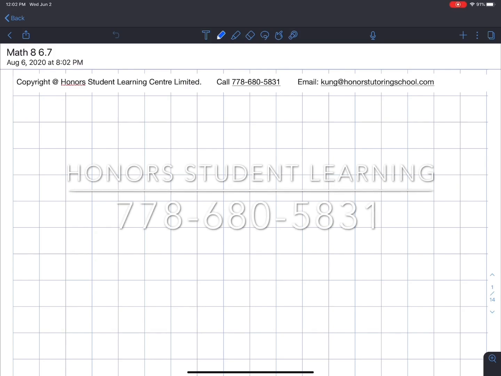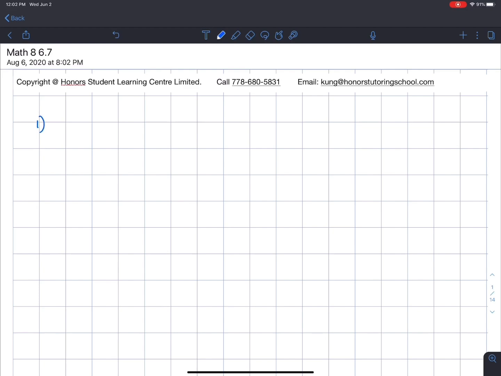Okay, moving on to 6.7. Question 1. One cube is 8 times as large as the other cube. So we can let the first cube, the smaller one, just be a very easy one, just having a side length of 1.